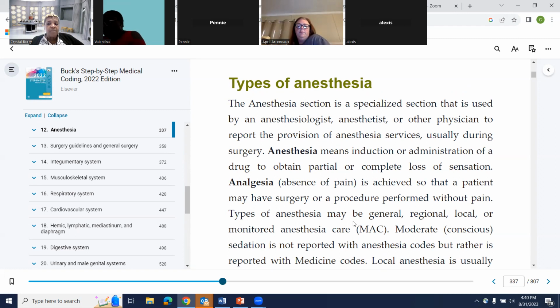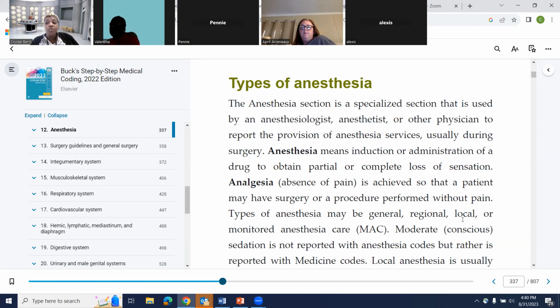Types of anesthesia may be general, regional, local, or monitored anesthesia care. MAC, moderate conscious sedation, is not reported with anesthesia codes, but rather is reported with medicine codes. So this is one of your questions as well. Name the different types of anesthesia. Types of anesthesia, that was one of your objectives, may be general, regional, local, or monitored anesthesia care.